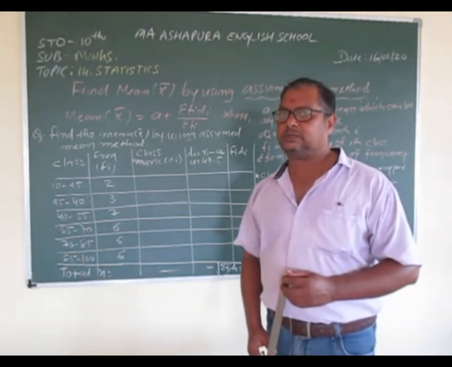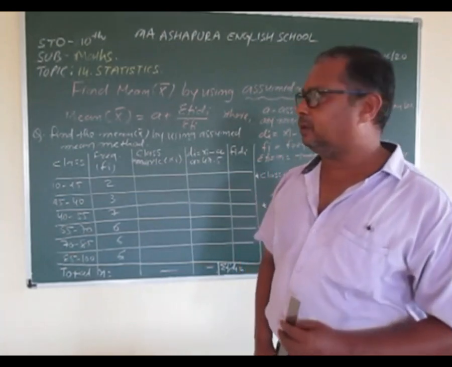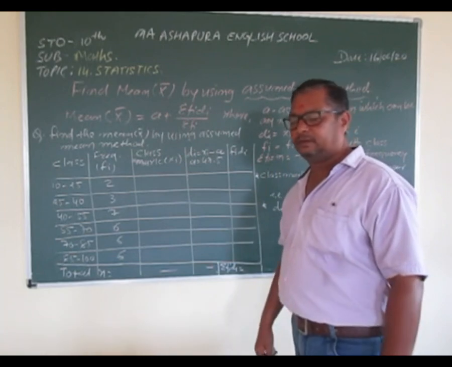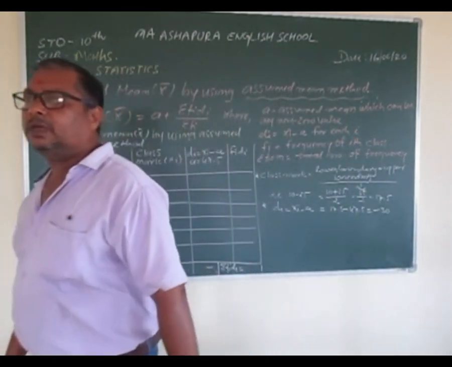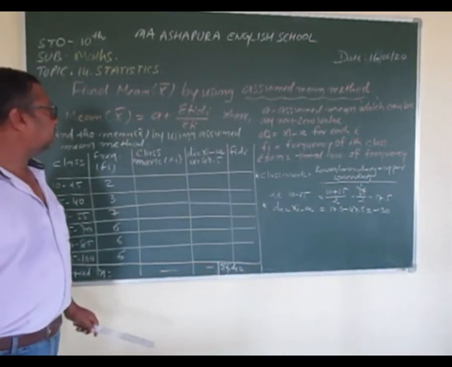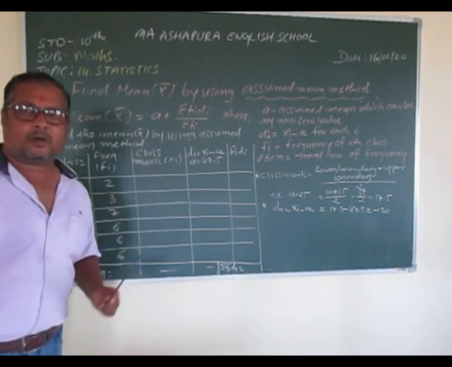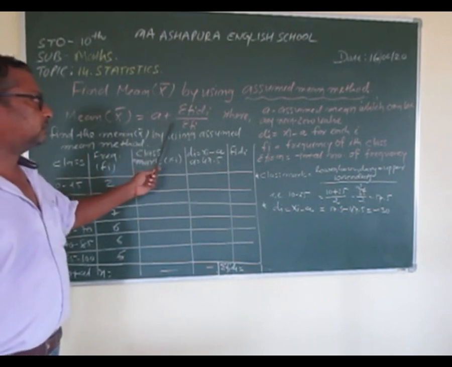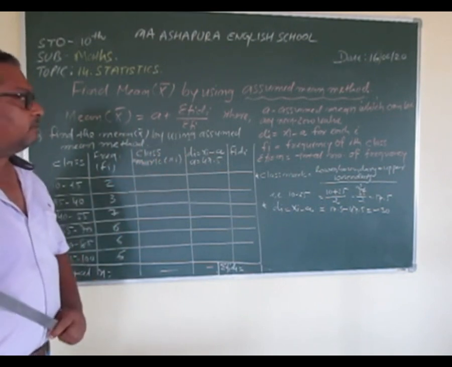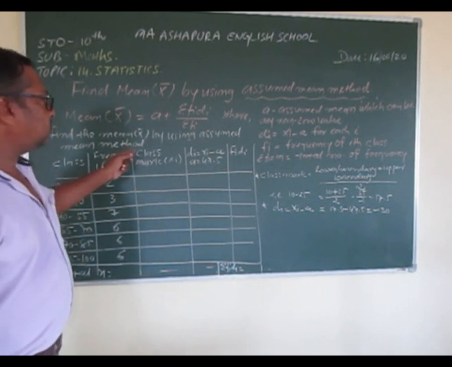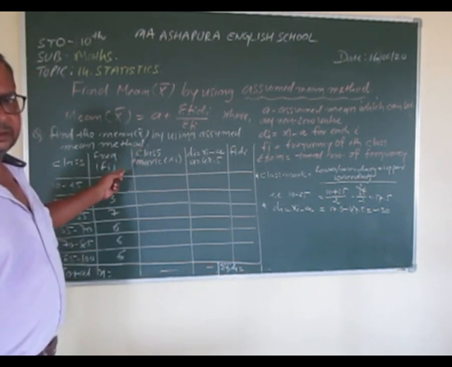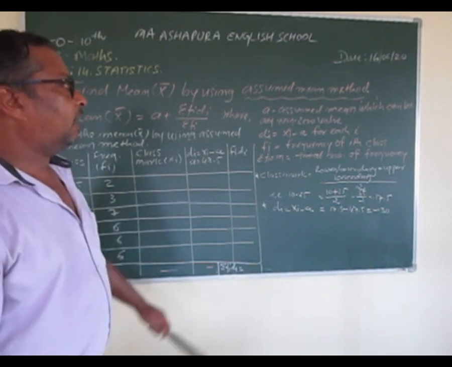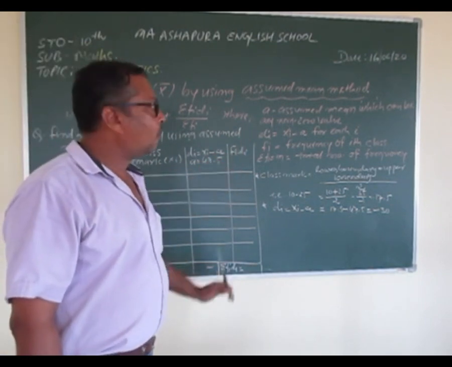Now today we discuss the second, alternative method to find the mean x bar, by using the assumed mean method. First of all, we learn the formula of mean: x bar is equal to a plus sigma fi di by sigma fi. Here a is called the assumed mean, which can be any non-zero value.